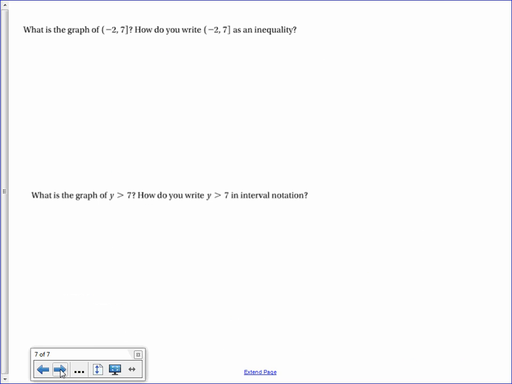Okay, last thing, I wanted to graph this interval notation, parenthesis negative 2 comma 7 with a bracket, and then show how we write it as an inequality. Let's take a look at those two things. So first of all, on a graph, I've got a negative 2, I've got a positive 7. Since it's a parenthesis, I know it's going to be an open circle at negative 2. Since it's a bracket at 7, I know it's going to be a closed circle. So it'd simply be that.